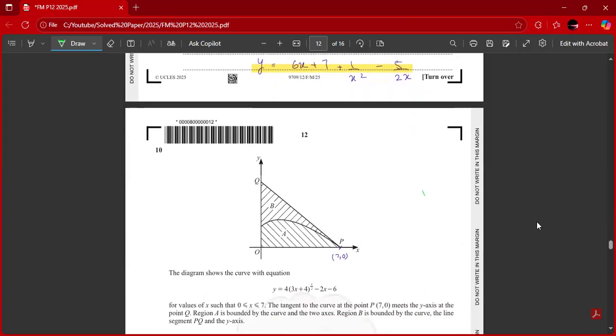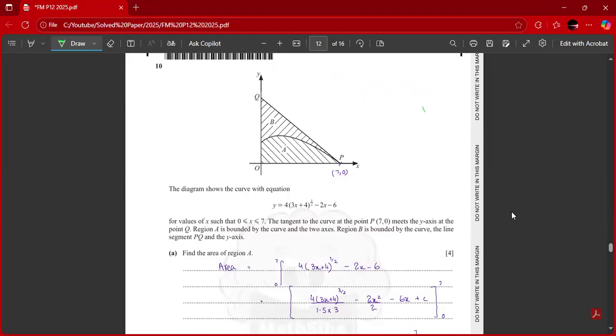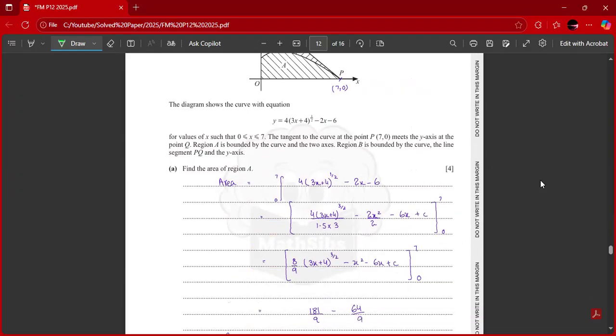Question number 10. The diagram shows a curve. I think there's something to do with area and volume. Okay, we have an equation. Okay, we have x is greater than. Point P is given. Now we're supposed to find the area of this region A between the curve and the line. And we have the equation of the curve.